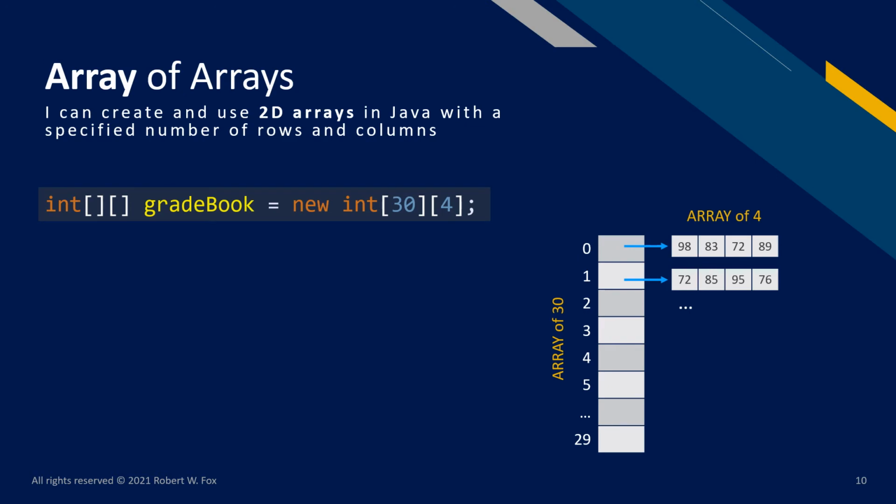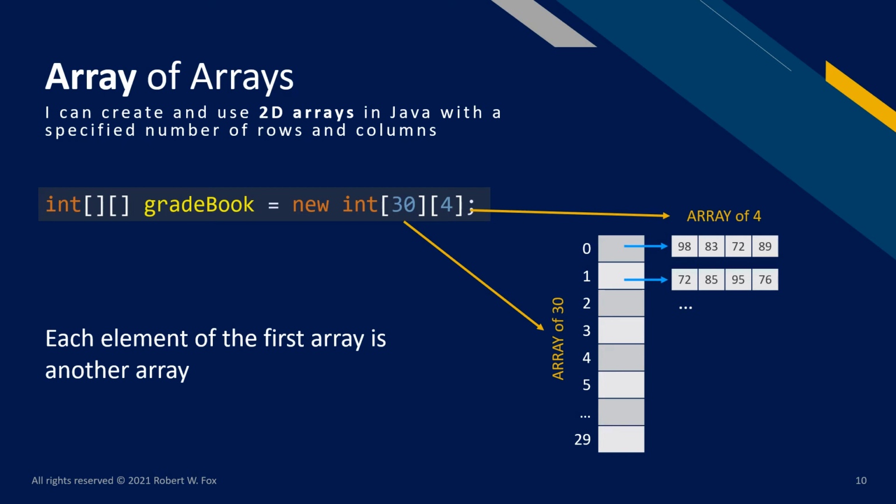If we apply that idea to the gradebook that we've been working with, and we take a look at our dimensions, we're starting with the 30. That's the number of rows in the array, but what it's really saying is to make an array that holds 30 elements. And then the second dimension, the 4, we know as the number of columns, but it's really saying make an array of size 4. So what I'm really getting is 30 arrays of size 4. A two-dimensional array is an array of arrays. So each element of the first array is another array.